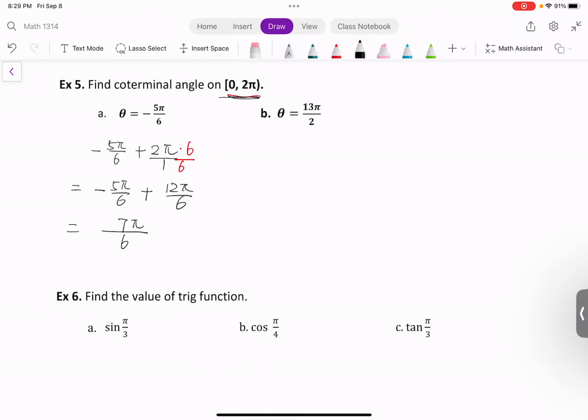How about the second one? Theta equals 13 pi over 2. That's a big number. That's a big angle. So what is 13 pi over 2?